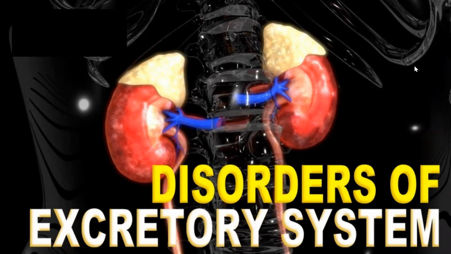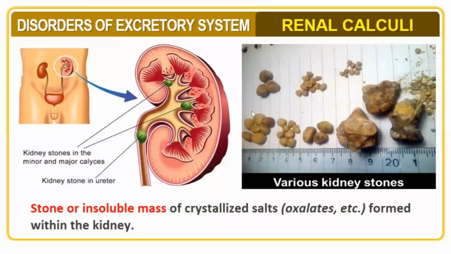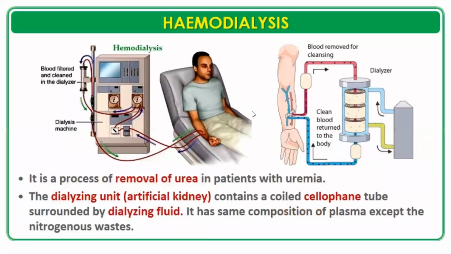Now, the last part of this chapter, that is disorders of the excretory system. First disorder is uremia, which is accumulation of urea in blood due to malfunctioning of the kidney, and that may lead to kidney failure, which is known as renal failure. The other one is renal calculi, that is stone or insoluble mass of crystallized salt, such as oxalates, formed within the kidney. Third disorder is glomerulonephritis, and that is inflammation of the glomeruli.